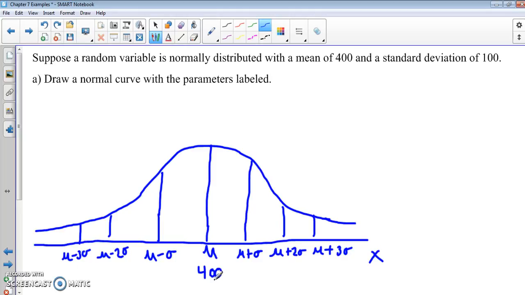And then our standard deviation is 100, so I can add 100 to that to find mu plus sigma, so 500, and then just keep adding 100 to each one. So 500 plus 100 is 600. 600 plus 100 is 700, and then go from the mean and subtract. So 400 minus 100 is 300. 300 minus 100 is 200. 200 minus 100 is 100. So now we have our normal curve there with the parameters labeled.